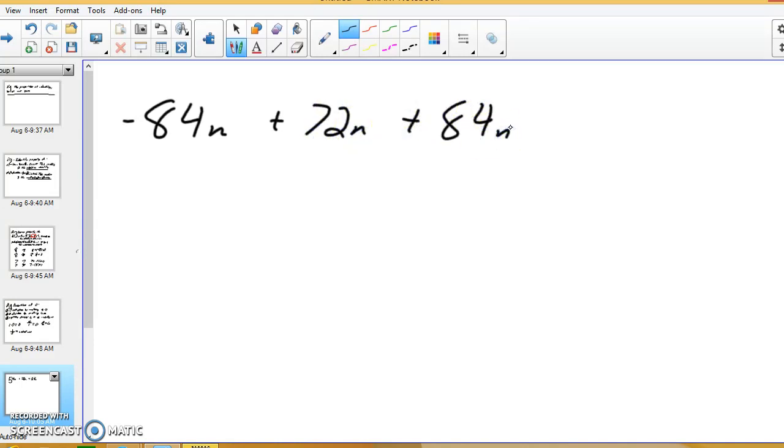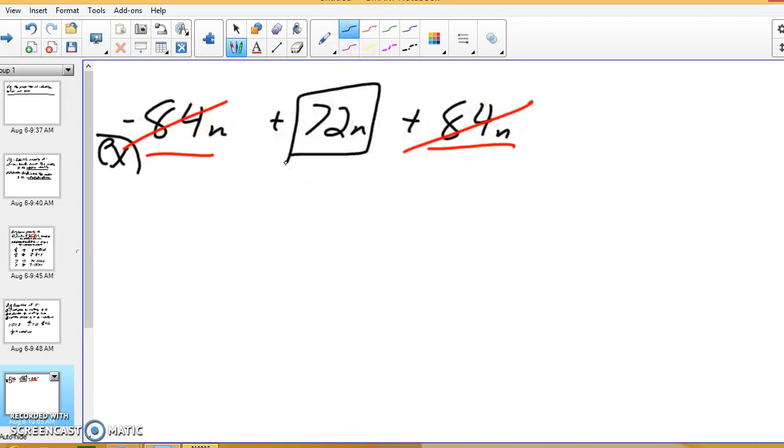So let's just go through a couple of examples of these different concepts that we've introduced. So say we have negative 84n plus 72n plus 84n. So if you ever see something like this, and you see you have a number and its additive inverse, well, you know that that number and its additive inverse, because it's the additive inverse, those add together to equal 0, so you can essentially just cross those out. Our answer is just simply 72n.